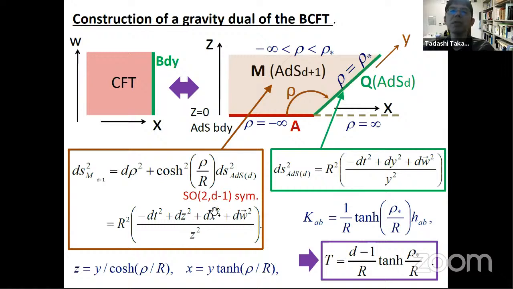This manifests this boundary conformal field symmetry. Totally, this is the Poincare metric, but we can write it this way, and this AdS D metric is again a 1 dimension smaller Poincare metric. And that way, this surface Q is in this context just AdS, a lower dimensional AdS space.